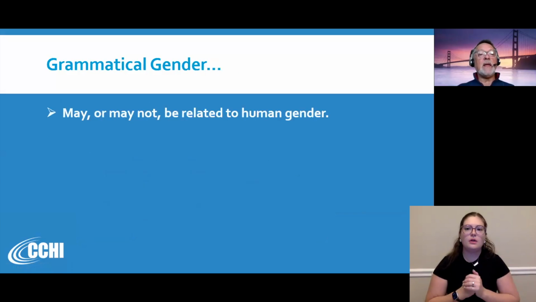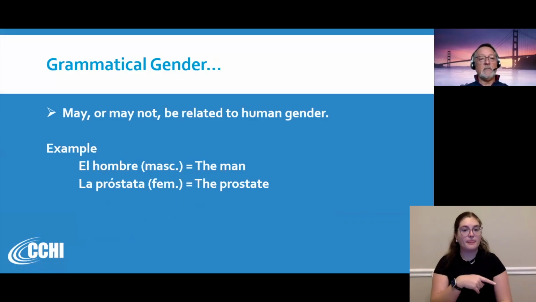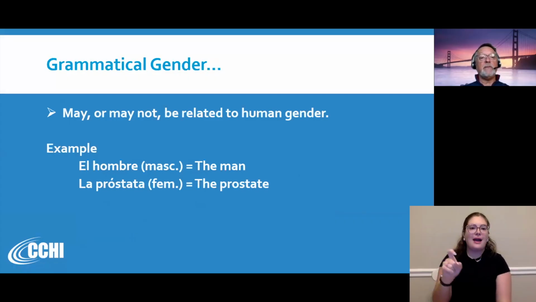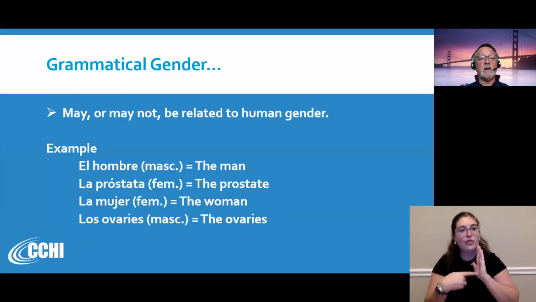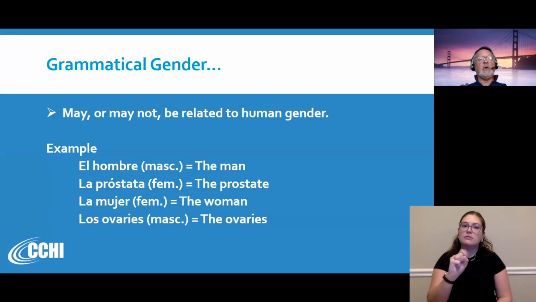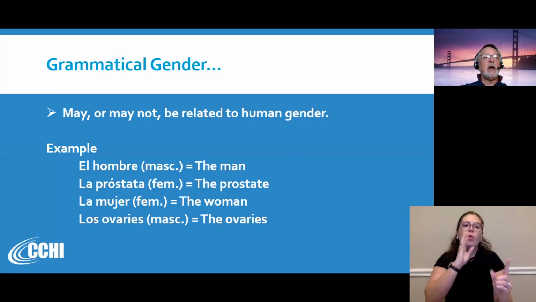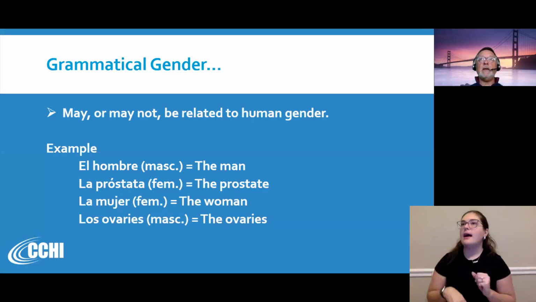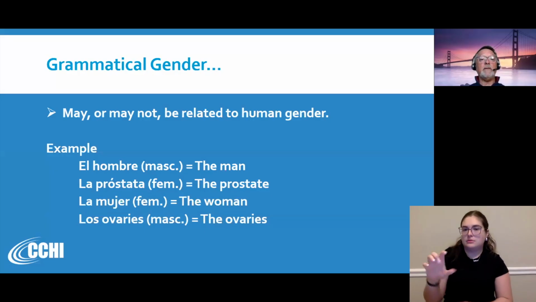So grammatical gender may or may not be related to human gender. Example, el hombre is masculine, but la próstata, which only men have, or men who were born with XY chromosomes, is feminine in Spanish. La mujer is feminine, but ovaries are masculine. So the words themselves are kind of random. Of course, when we're speaking about people, we would use the gender associated with the gender we perceive that person to be. So if I say the tall man, the word tall I would use in the masculine form. If it were a tall woman, I would use the word tall in the feminine form.